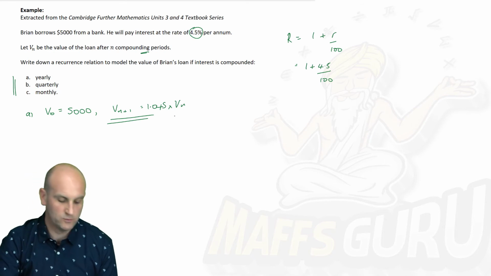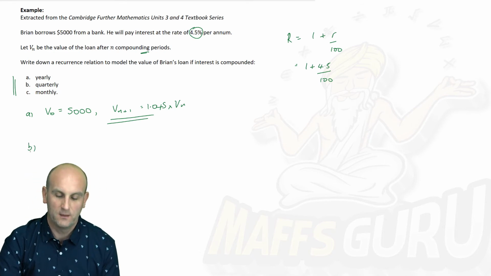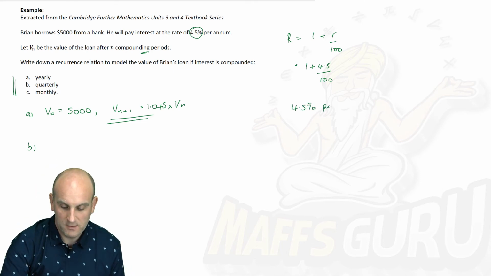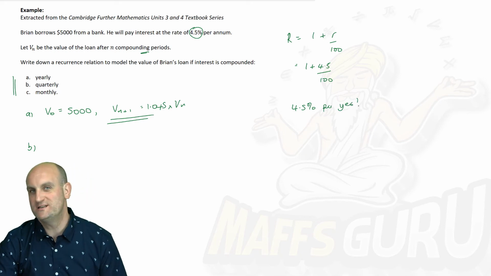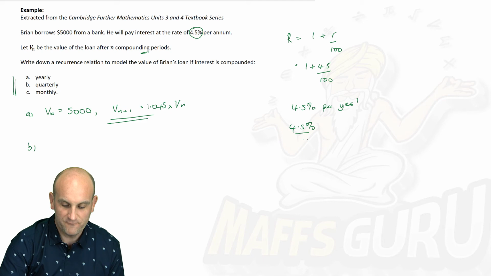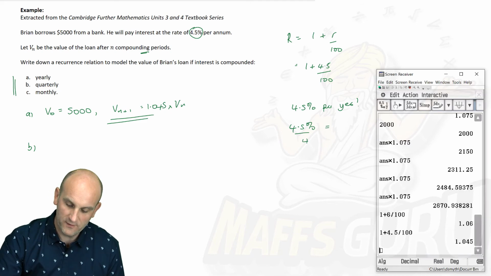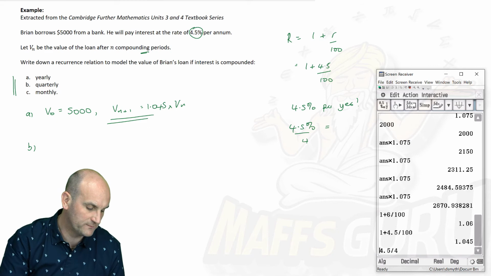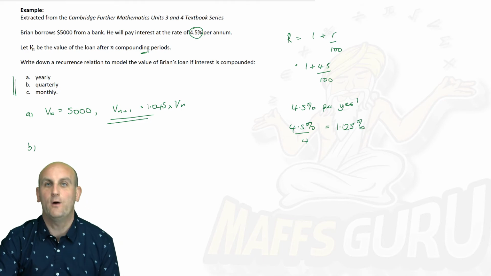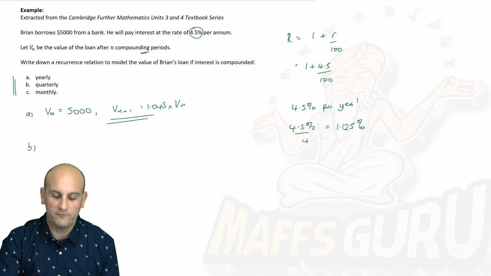And here's the trick now with quarterly, and they love this trick. I'm getting 4.5% per year. So what interest am I getting per quarter? Well, let me think. How many quarters are there in a year? There are 4 quarters. So when I'm going to try and work out my interest rate per quarter, I'm going to do 4.5% divided by 4. So 4.5 divided by 4 gives me 1.125%.